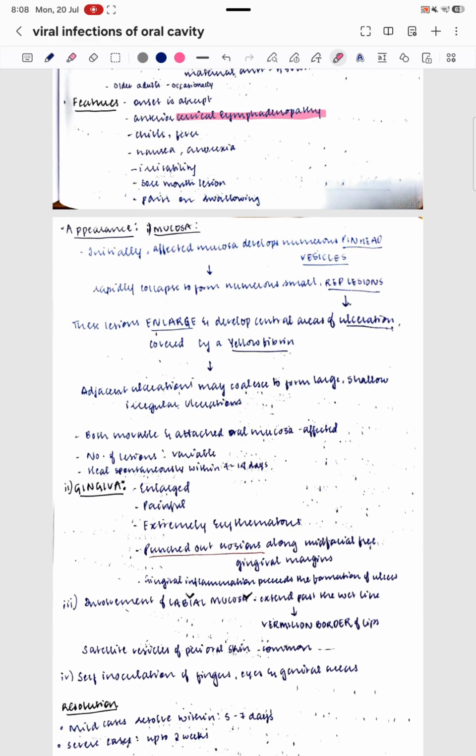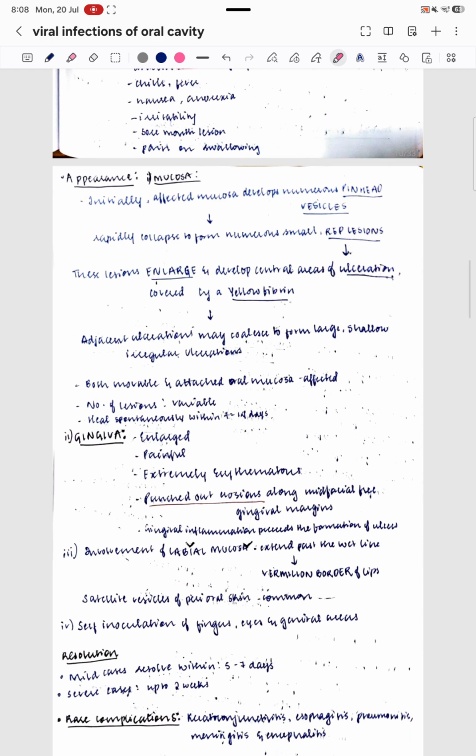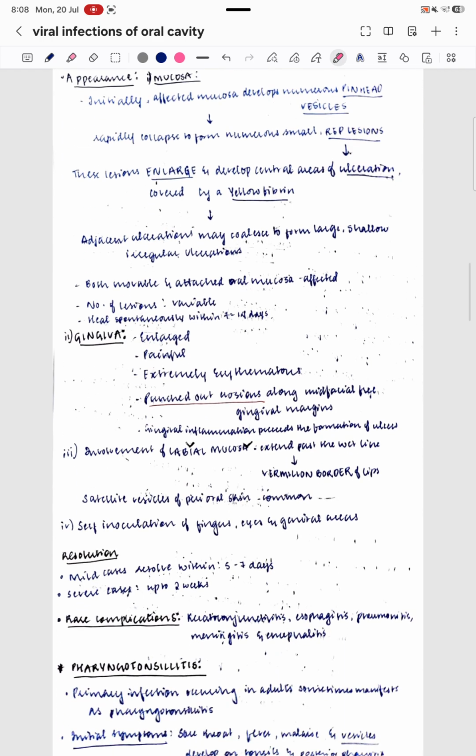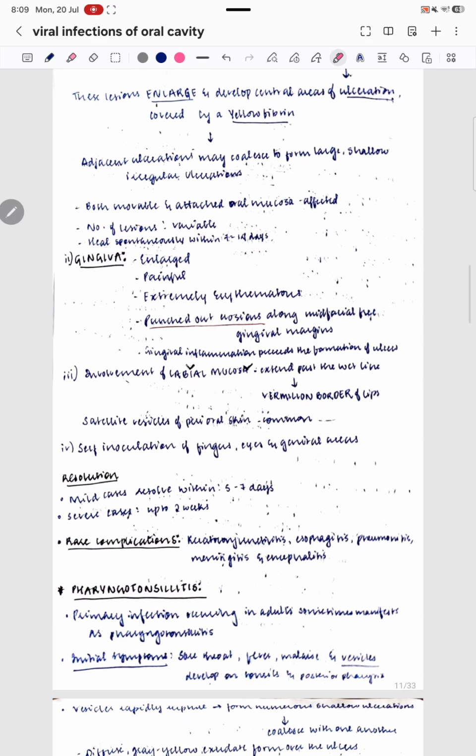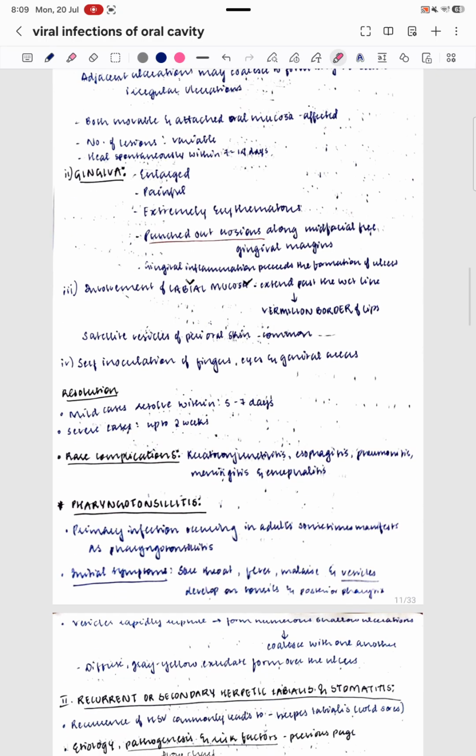Then both movable and attached oral mucosa are affected. The number of lesions is variable. These lesions heal spontaneously within 7 to 14 days. Coming to the gingiva, the gingiva is painful, enlarged, and there are punched out erosions on the gingiva, and it is extremely erythematous. So for the gingiva, you need to remember 4 points: that it is enlarged, extremely painful, red, that is erythematous, and it has punched out erosions.